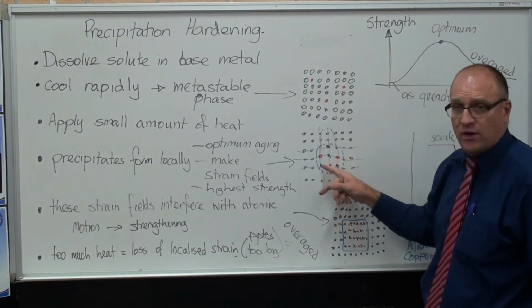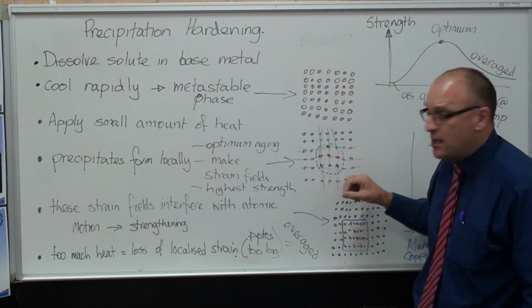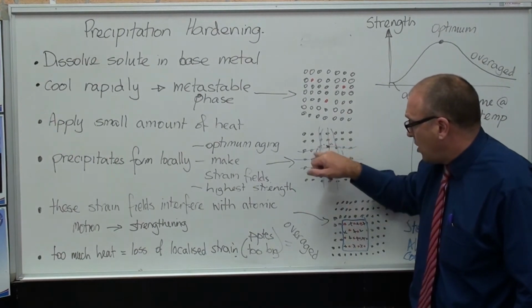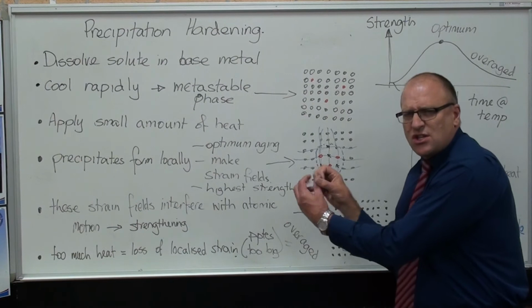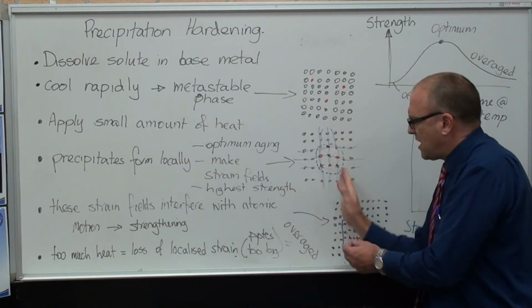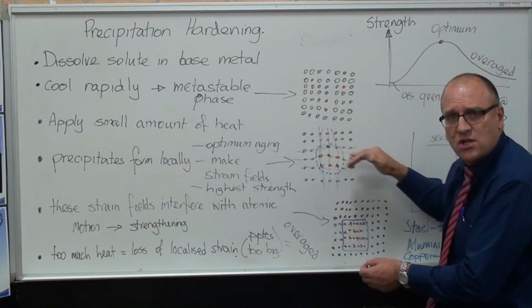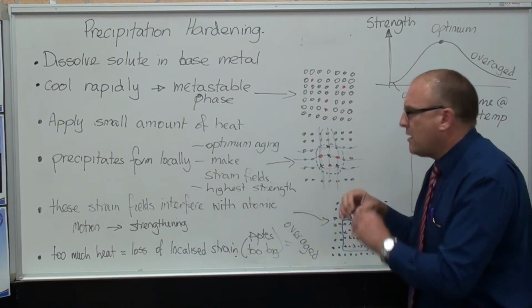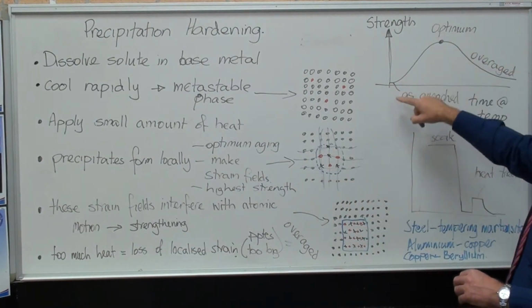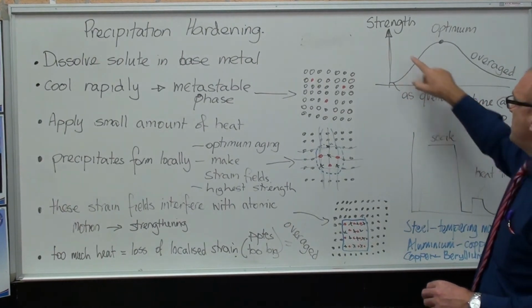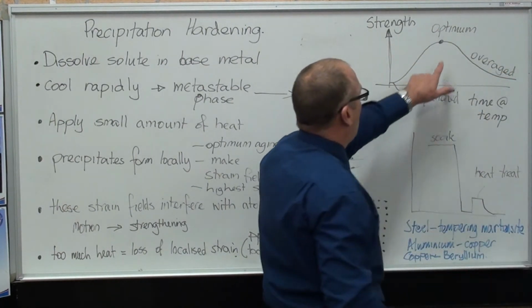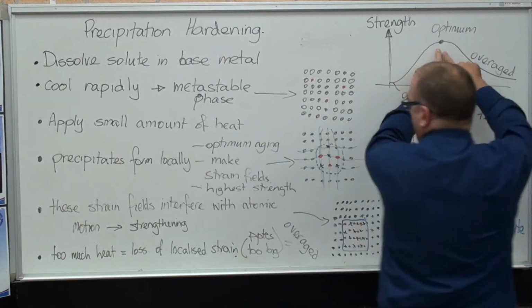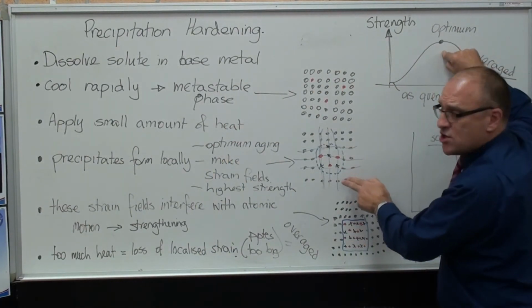The precipitates actually make a strain field. You can see I've drawn it in here, throw over to HD. You can see I've got crosses for atoms, and I've gone and made a precipitate that's slightly bigger, but it still keeps coherency with the lattice. It makes massive strain fields, which produces time at temperature, strength. Optimally aged gives you maximum strength because it's interfering most of all with atomic motion.